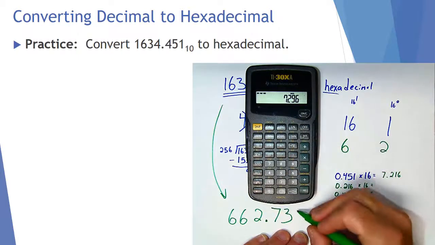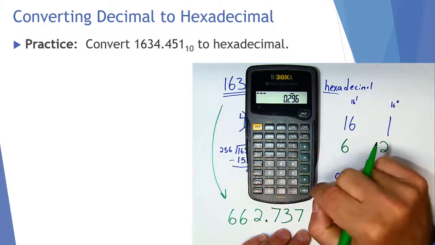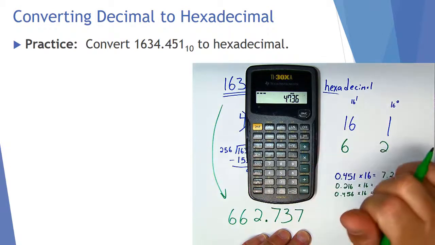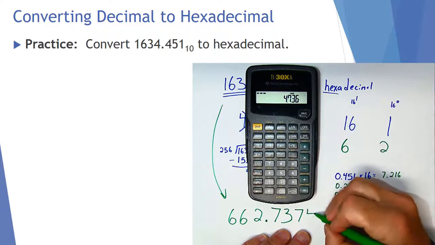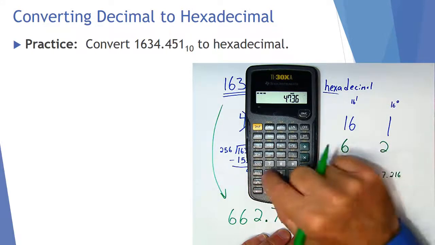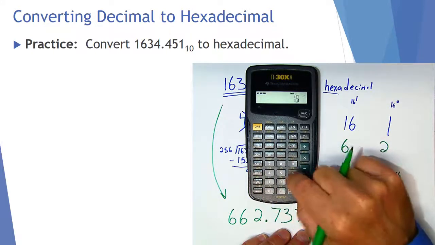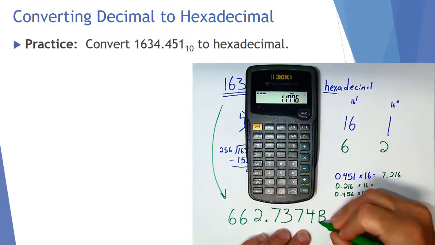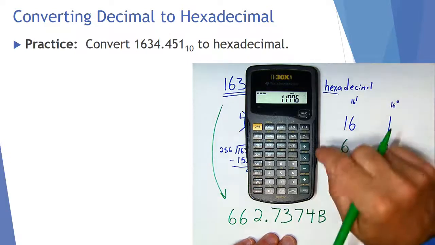And we got a 7. Subtract off that 7 after we record it. Take our decimal times 16. 4.736. There we'll keep the 4. Subtract it off. Multiply by 16. And we get 11. That's a hex digit. That's B. And we could do this all day long.